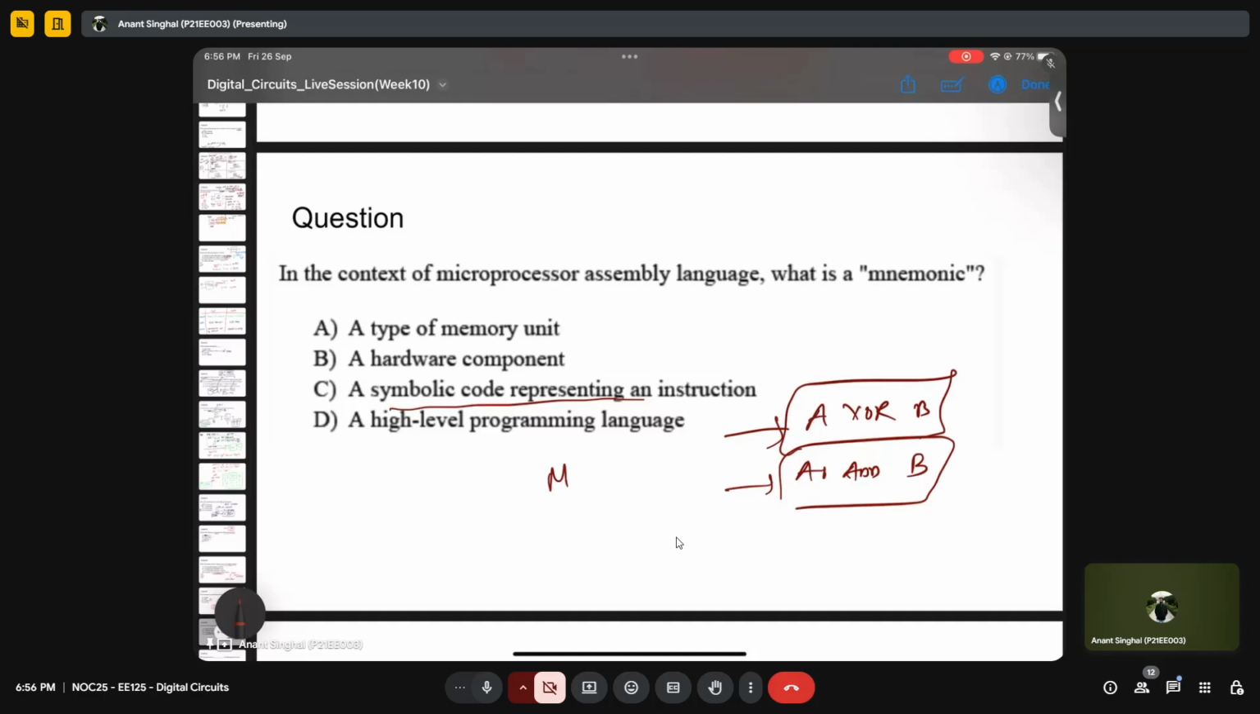So this is how we spell it, mnemonic. The correct answer is option C.